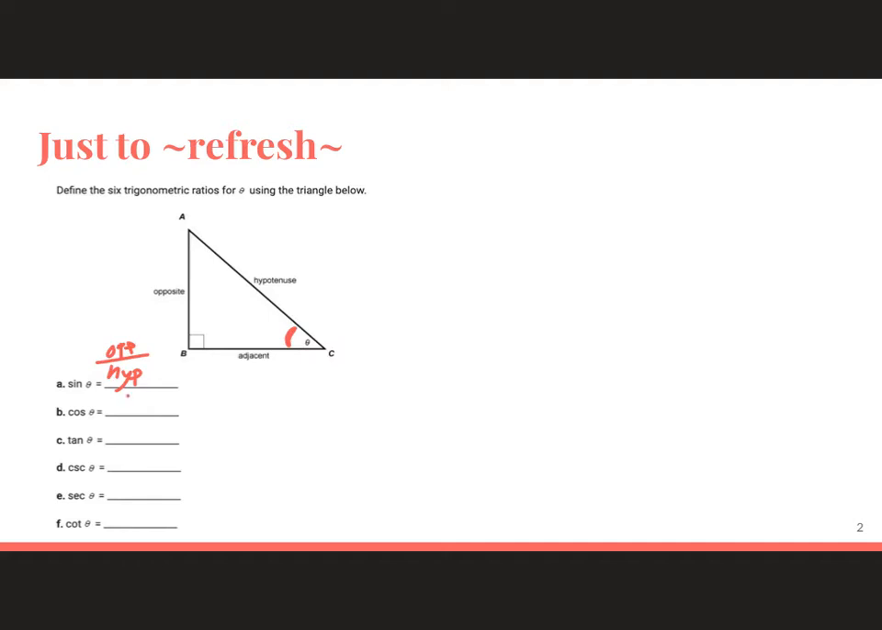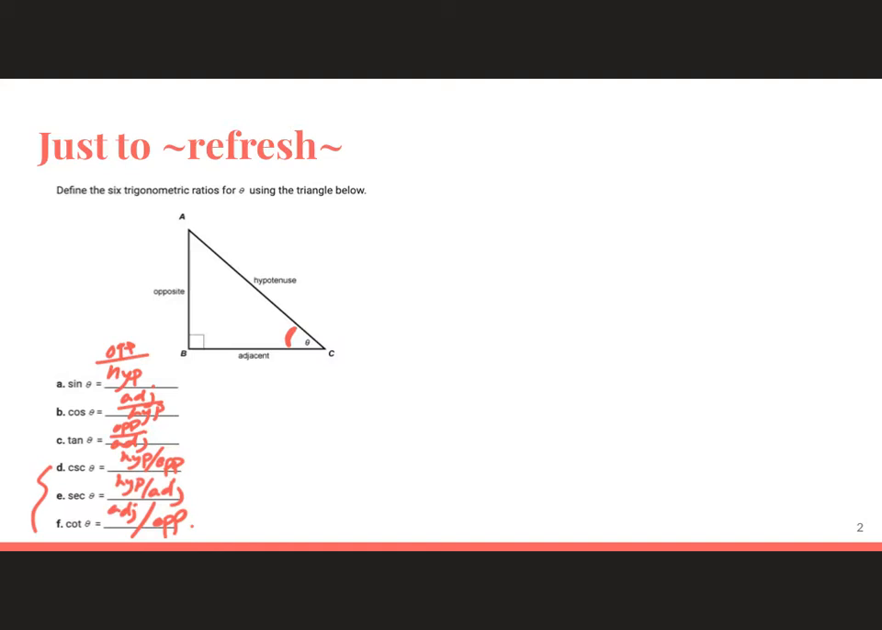Cosine, we're dealing with adjacent over hypotenuse. Tan, we're dealing with opposite over adjacent. And then for cosecant, secant, and cotangent, we're just taking our original three and flipping them. So they're not inverses, but I like to call them inverses. So cosecant of theta is going to be hypotenuse over opposite. Secant of theta is going to be hypotenuse over adjacent. And then cotangent is going to be adjacent over opposite.